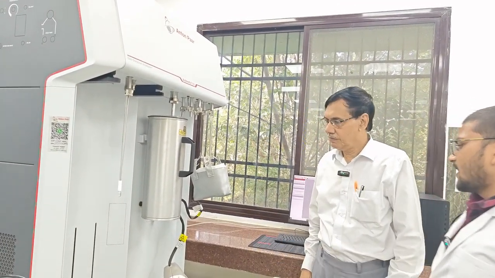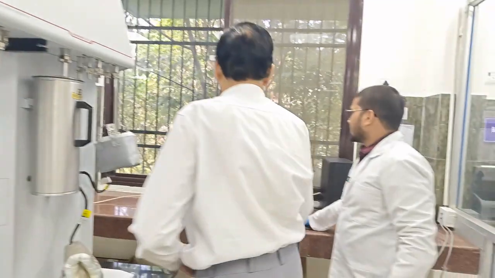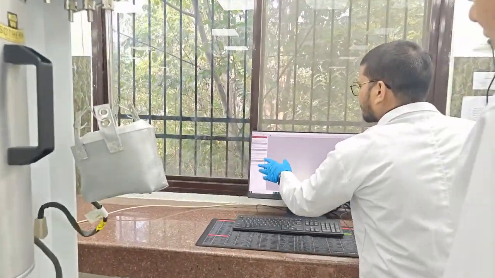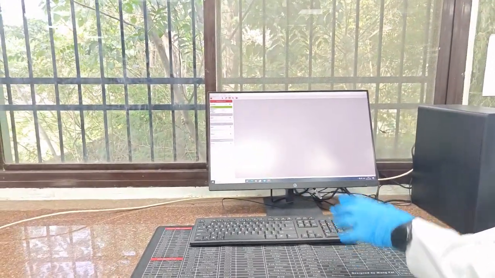Okay. So now we have to go for the software part. Firstly, we have to connect this instrument, so when we connect this instrument, we can see the temperature and other things.